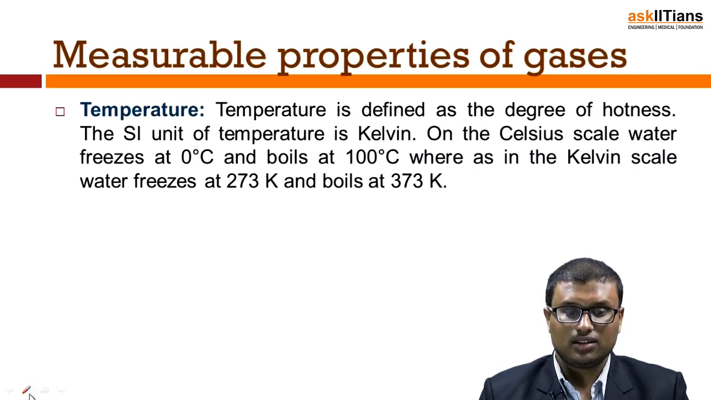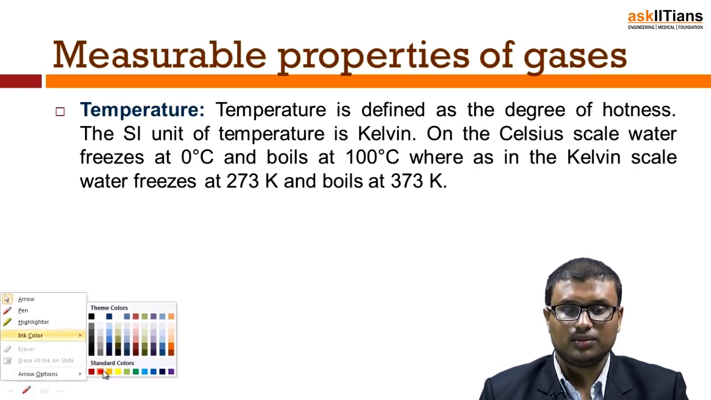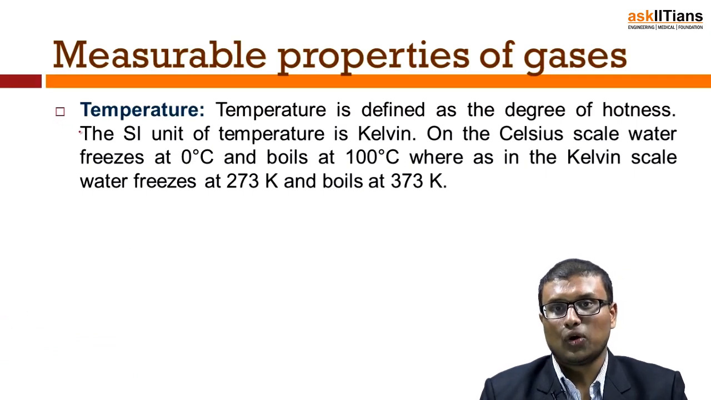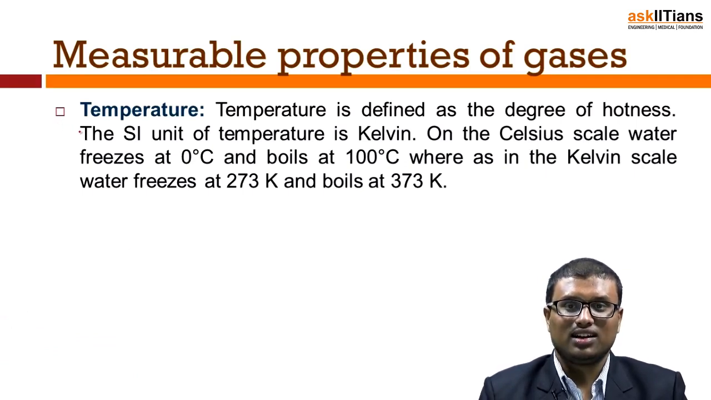So what is the definition of temperature? Temperature is nothing but the degree of the hotness of any given body, right? If I heat this pen, that means this pen becomes hot, and if I measure how hot it is, I have to use the term temperature. So temperature is defined as the degree of your hotness. So what is the SI unit? The SI unit is the Kelvin.